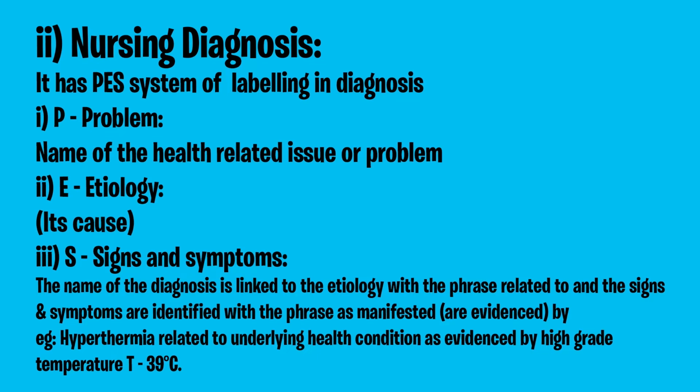The name of the nursing diagnosis is linked to the etiology with the phrase related to, and the signs and symptoms are identified with the phrase as manifested by or evidenced by. For example, if we have made an assessment that the patient is diagnosed with hyperthermia, hyperthermia being the problem, which is related to underlying health condition as high grade temperature. So we can write up the reading of a patient's temperature, for example, 39 degrees centigrade.